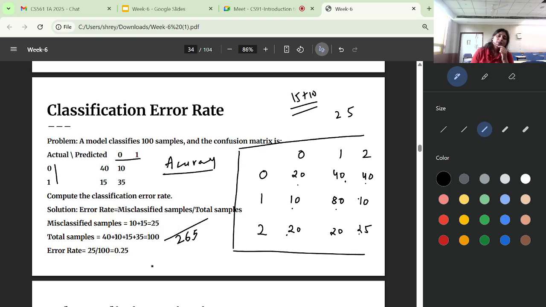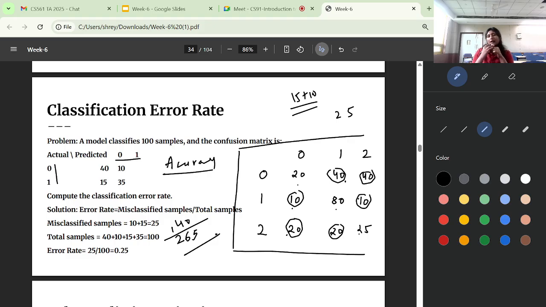So how many of them are misclassified? These are misclassified. This one. Okay. 80, 90, 100 and 120. 140. So this is the classification error rate, you can say.